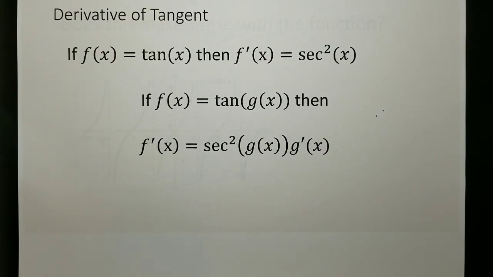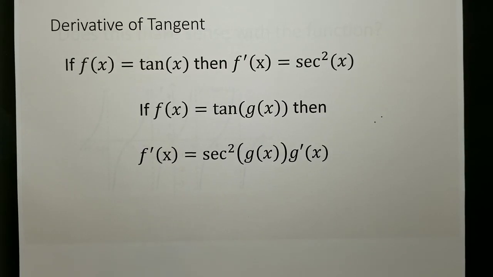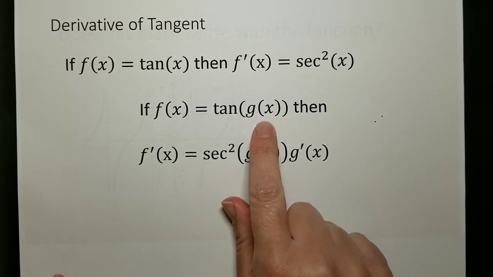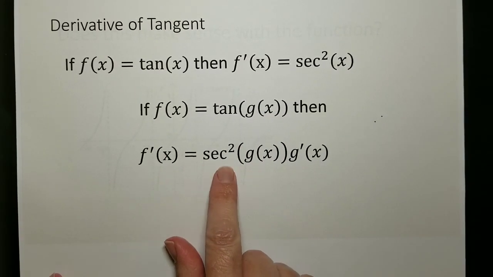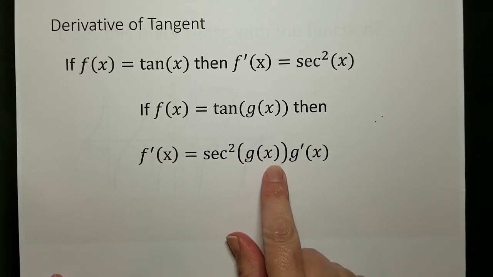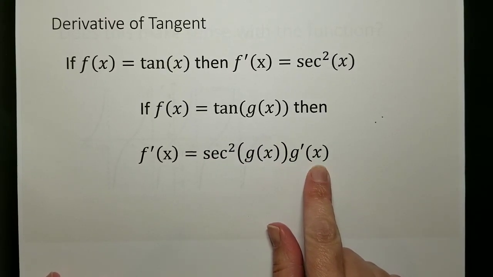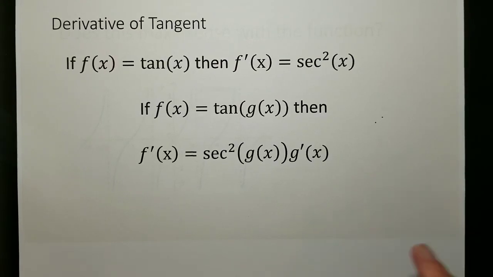The last one, and this one's a little bit harder to identify from the graph. So I'm kind of just going to tell you the derivative rules for tangent. If you've got f of x is tan x, then the derivative is secant squared x. And if f of x equals tan of some other function, same rule again, f prime is secant squared with that function as the angle times the derivative of the angle.